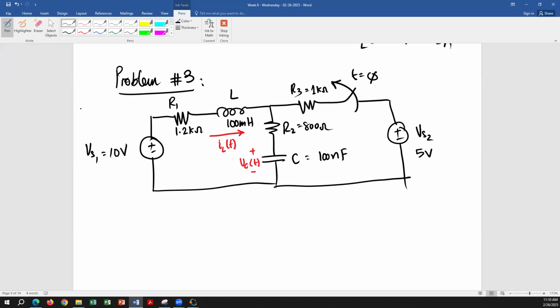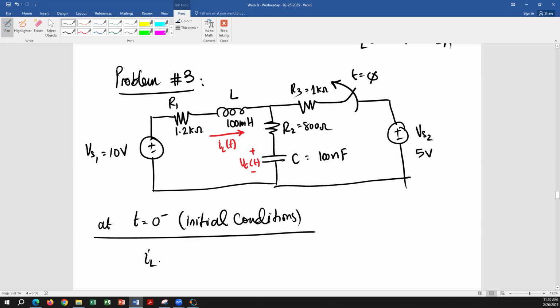So the first thing we are going to do is calculate the initial conditions, because we need those conditions in order to calculate the A1 and A2 values later on. So initial conditions at t equal to 0 negative. Who's going to tell me IL(0 negative)? Just before the switch opens up, how are we going to calculate the current?